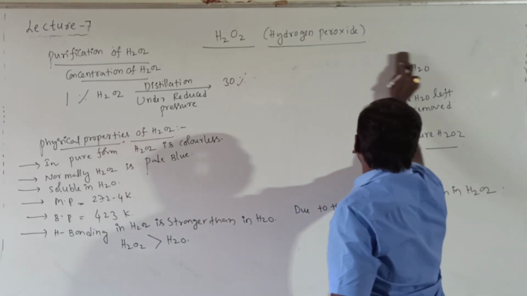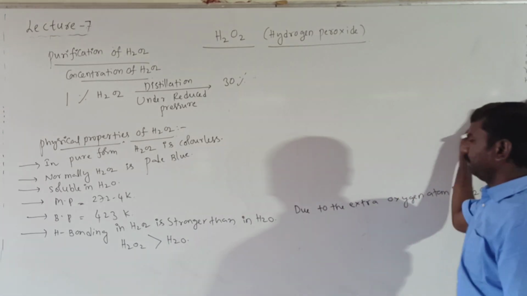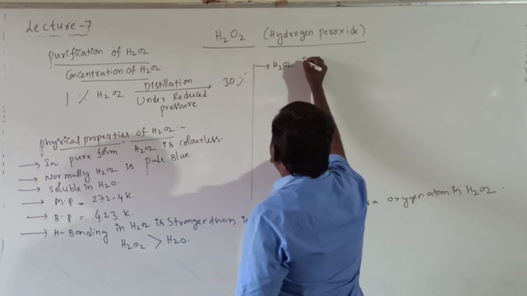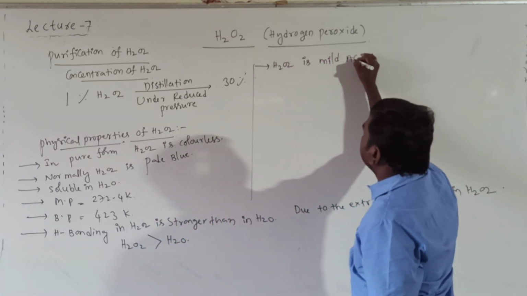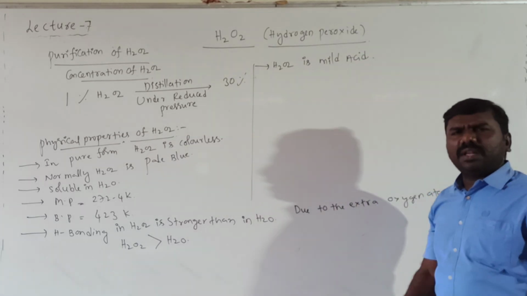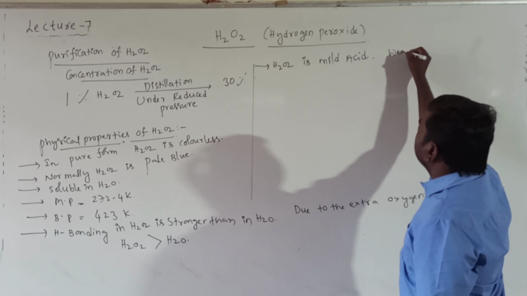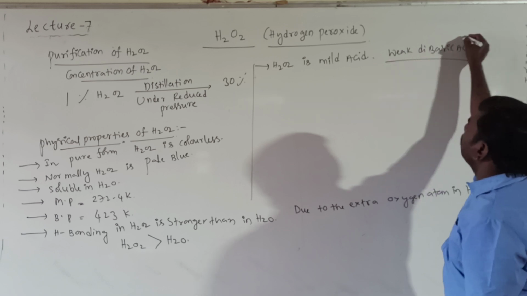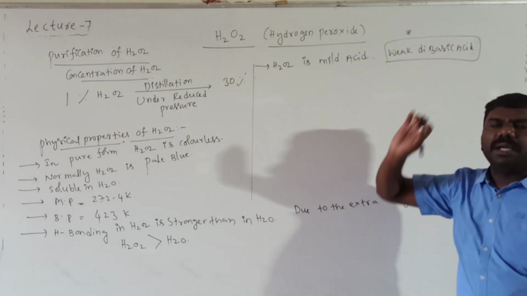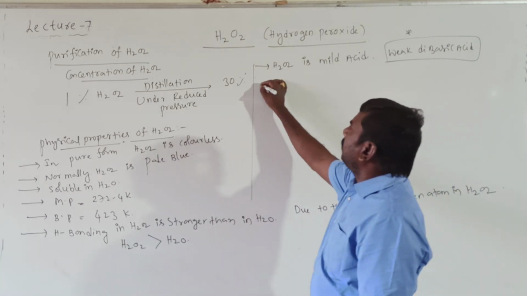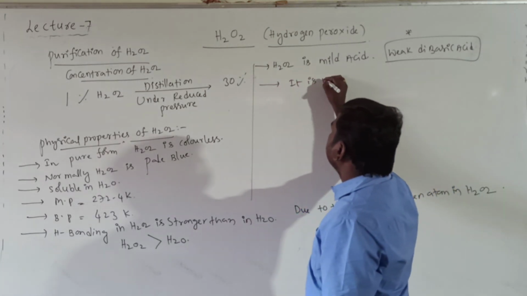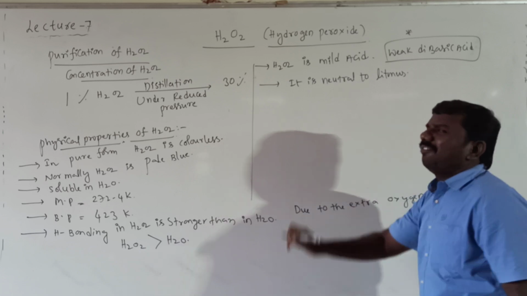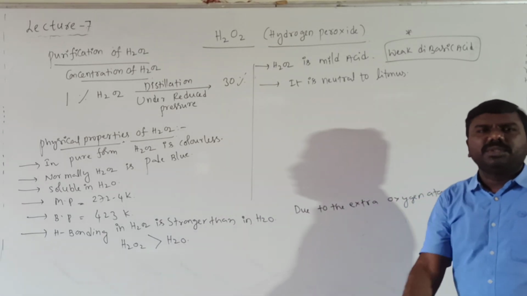Next, another physical property. H2O2 is a mild acid. Mild acid means very weak acid, a weak dibasic acid. Very important: H2O2 is a weak dibasic acid. It is neutral to litmus. Very mild, very weak, almost neutral.